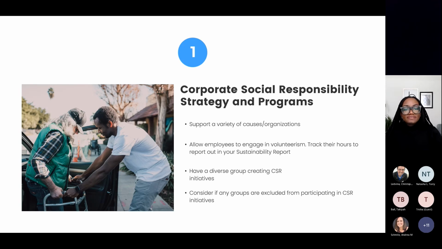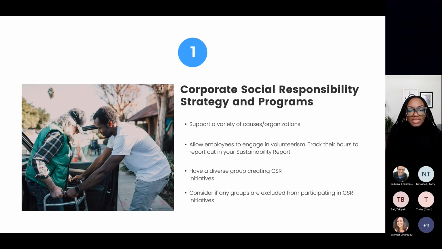Next, have a diverse group creating corporate social responsibility strategy. Is it only executive leadership and maybe the sustainability team putting that together? Try reaching out to the organization and seeing if there are any other causes or any other areas that the organization might not be thinking of in terms of supporting.